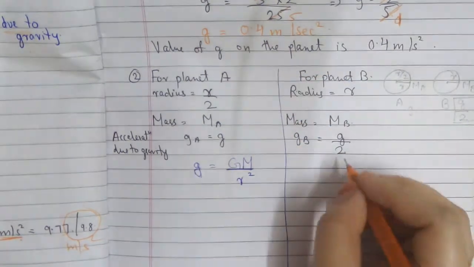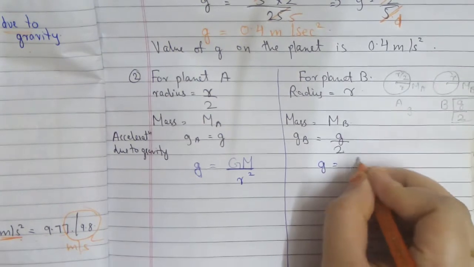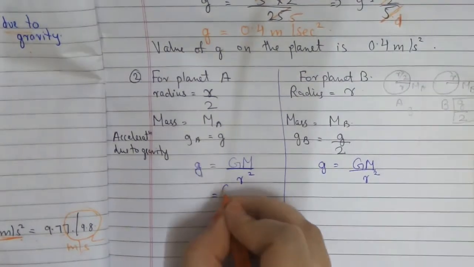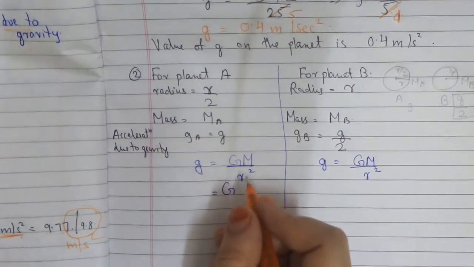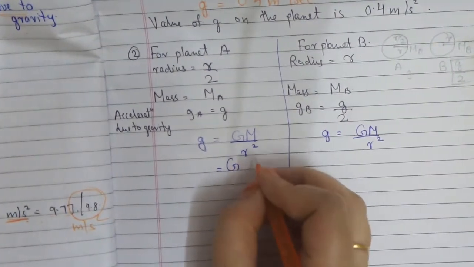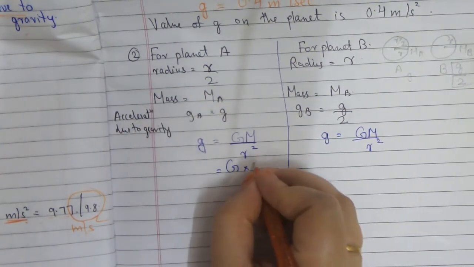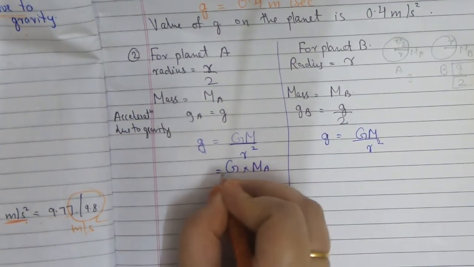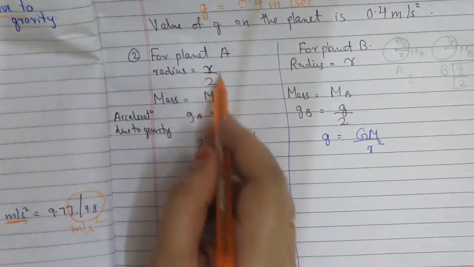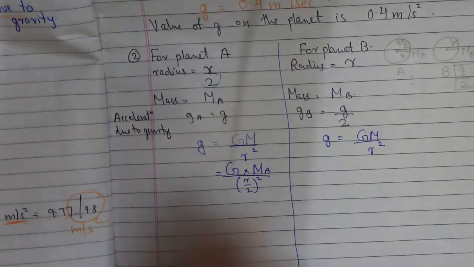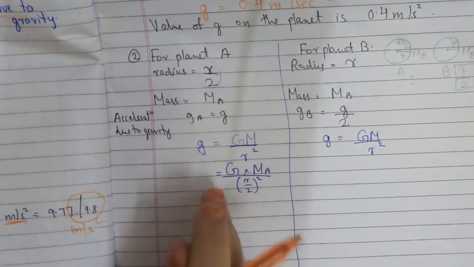I am doing the partition, and g is equal to GM upon R square. Here G will be the same because this is the gravitational constant. So it will be m. What is the mass of A? It will be mA, and the radius value is r upon 2. So here we will write (r upon 2) the whole square. Now solve this only.